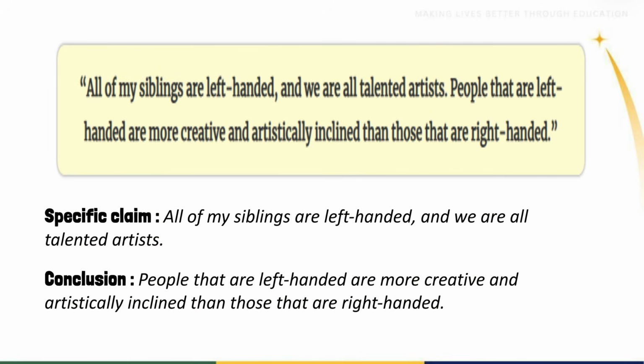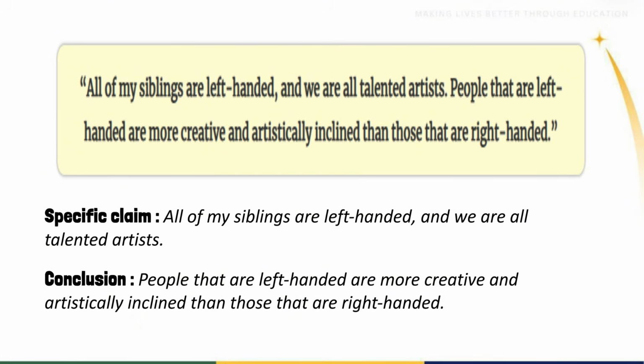The specific observation says, all of my siblings are left-handed, and we are all talented artists. From this observation, we arrive at the conclusion, people that are left-handed are more creative and artistically inclined than those that are right-handed. Let's break this down. We first observed something specific. The speaker's siblings are left-handed and talented artists. Then, we used that observation to make a general conclusion about left-handed people. So our direction is specific to general. Therefore, this is an example of inductive reasoning.